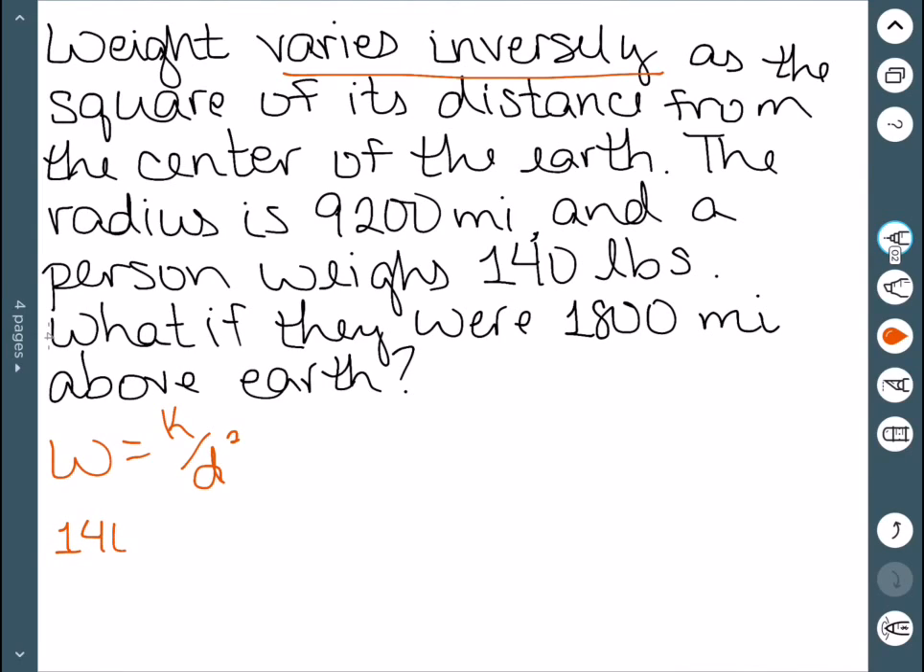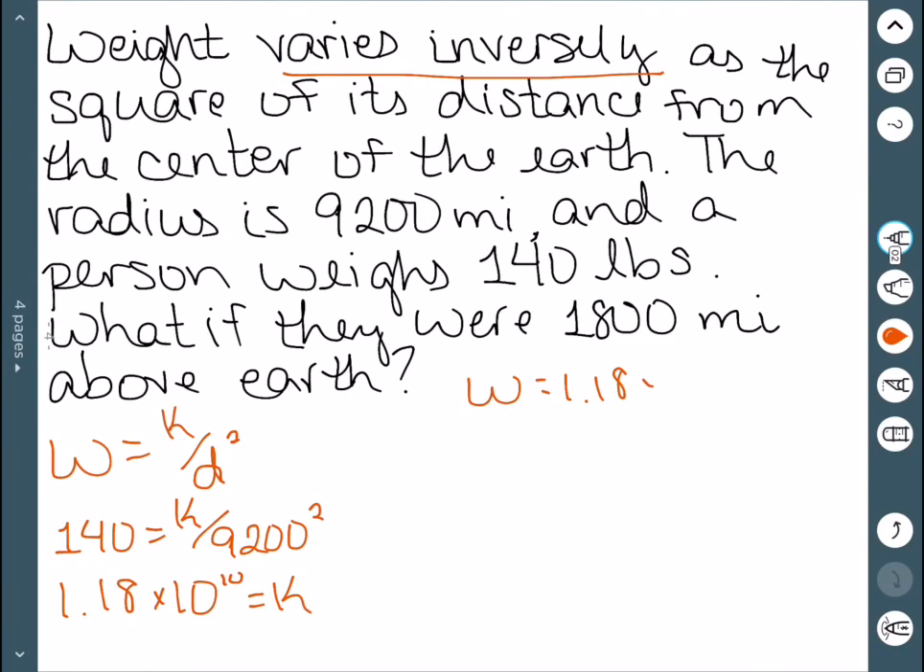We know they weigh 140 when their distance from the center is 9,200, since that would be the distance between them and the center of the Earth. Solving this equation gives 1.18 times 10 to the 10th is equal to k. Therefore, I now have my basic formula, 1.18 times 10 to the 10th divided by their distance squared.